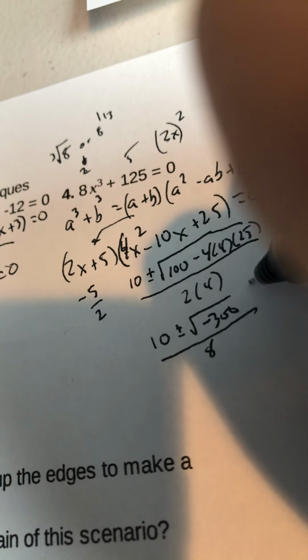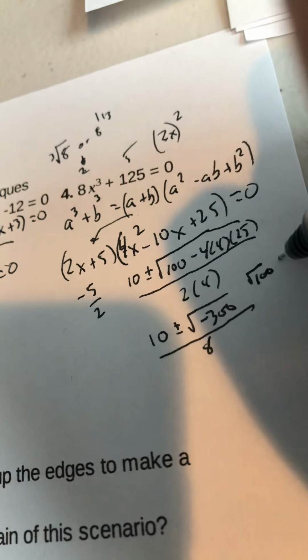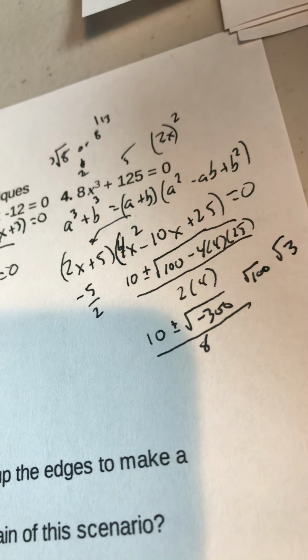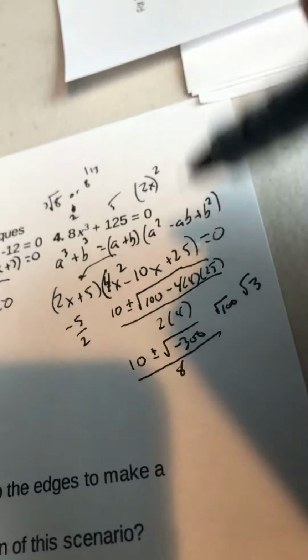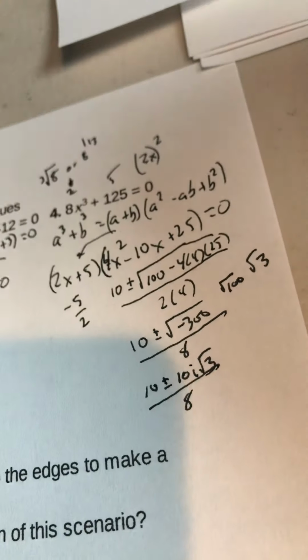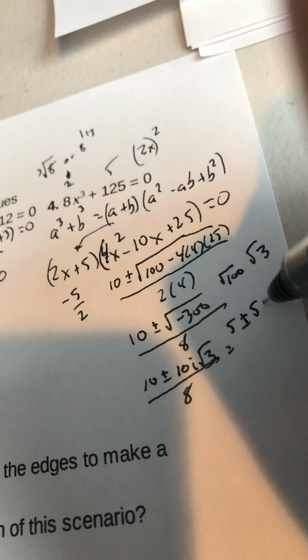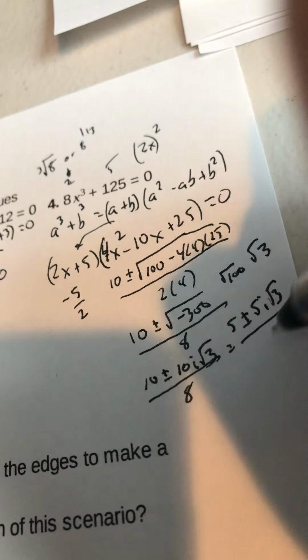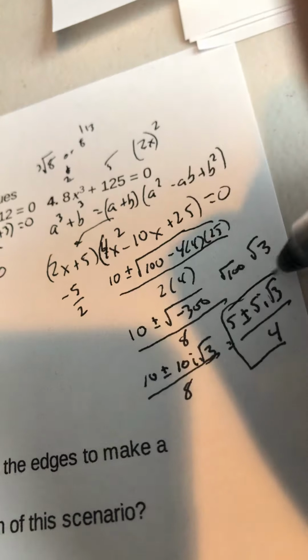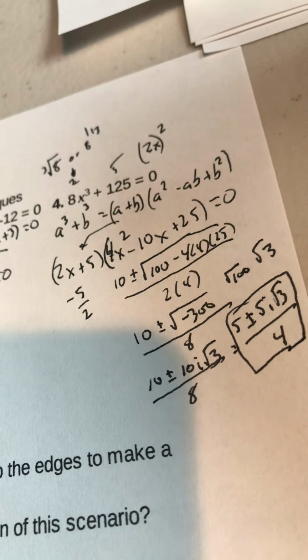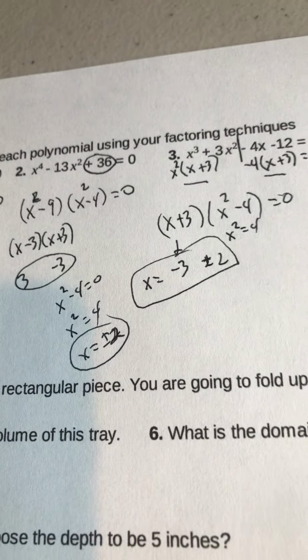And now we would use our simplification technique. So 300 breaks up into 100 times 3. And the square root of 100 is 10. So this is 10 plus or minus 10i square root of 3, all over 8. And then the 10 and the 8 are all divisible by 2. So 5 plus or minus 5i square root of 3 all over 4 would be your final reduced answer. So there is 1 through 4 solving with your factoring techniques.